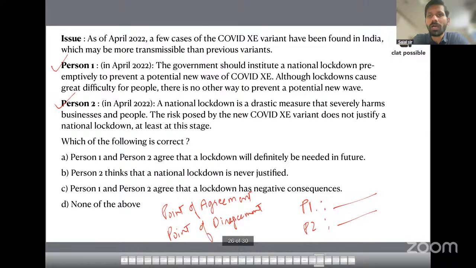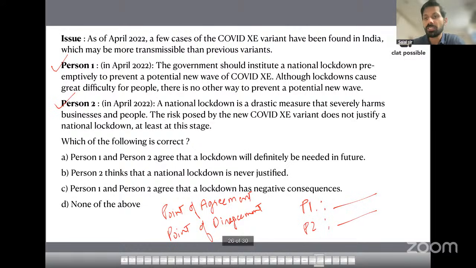Person two's argument is that a national lockdown is a drastic measure that severely harms businesses and people. The risk posed by the new COVID XE variant does not justify a national lockdown. So clearly one is arguing in favor of a lockdown and the other is arguing against it. Whether the lockdown should happen or not, they disagree there, right? Let's look at the options.